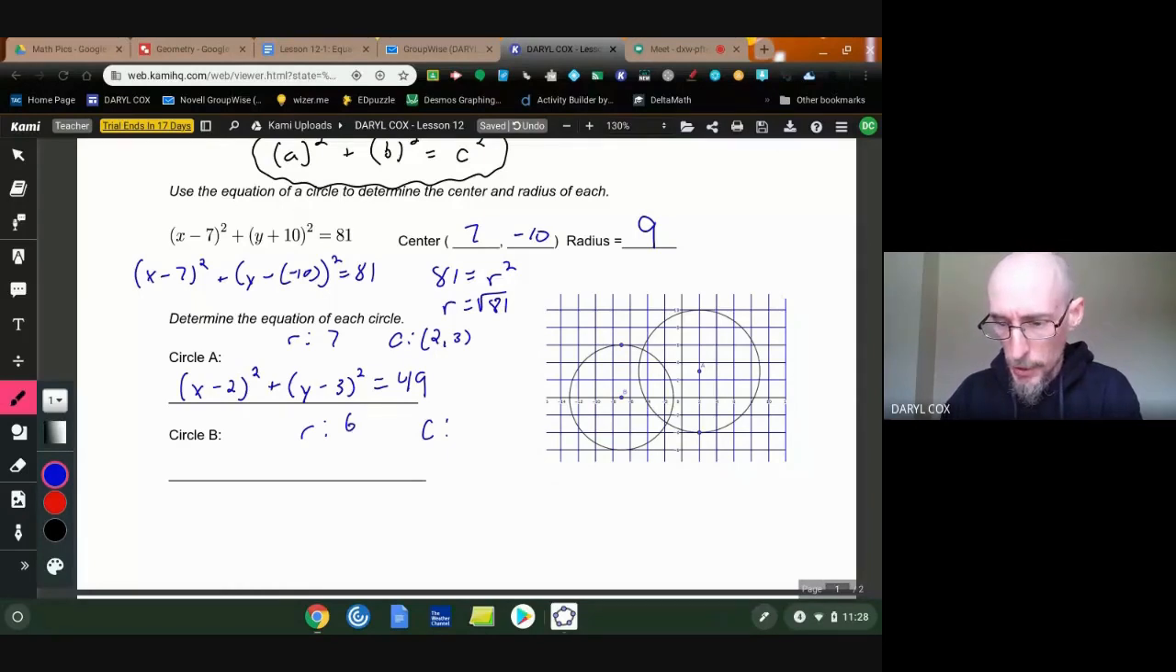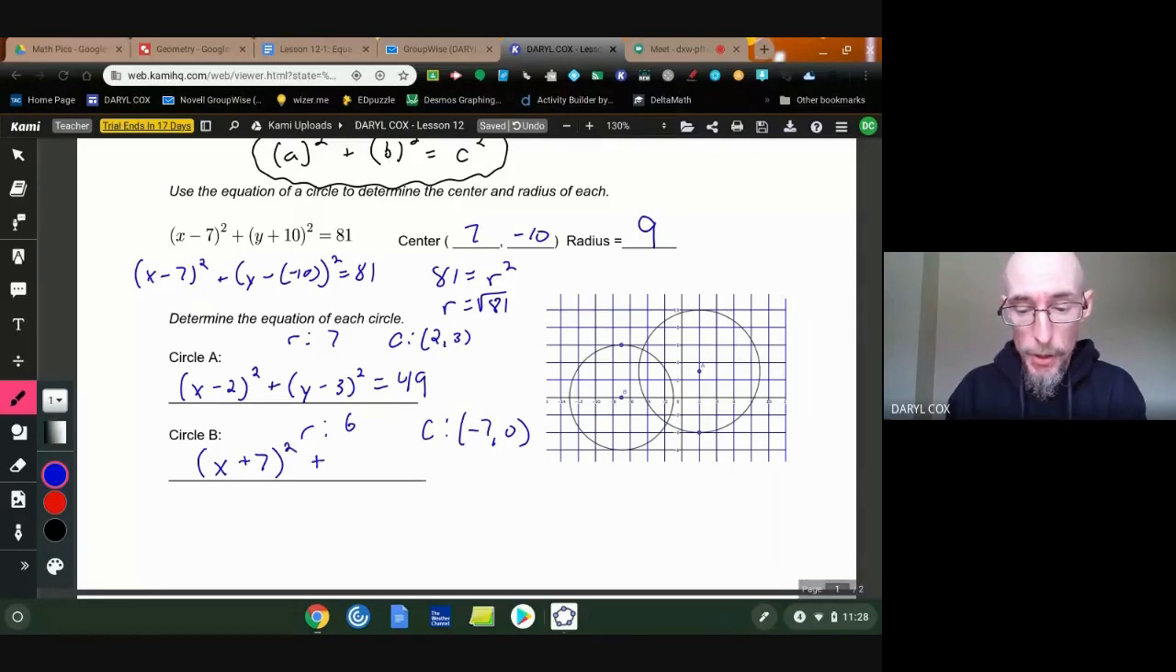And my center is going to be from 0, I'm coming over -7 and nothing up and down. So that's -7, 0. When I write that out, that's going to be x plus 7. Remember, minus a negative is a plus.